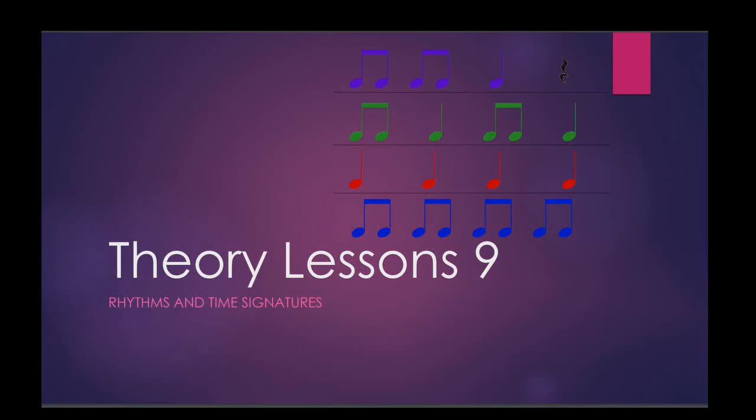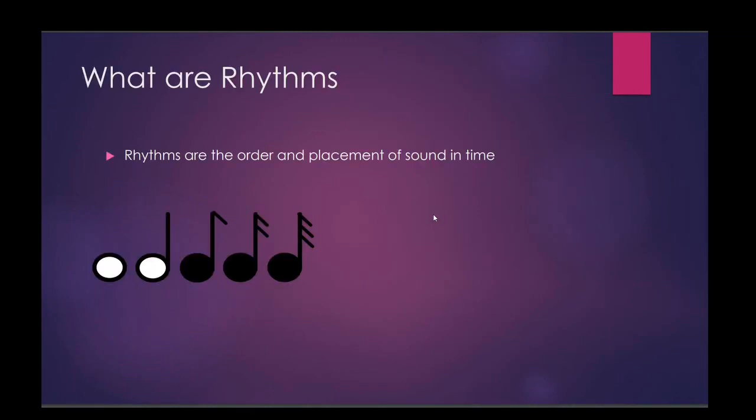Welcome back to theory lesson number 9, where we're going to be taking a break from harmony and analysis, and we're going to be focusing more on the building blocks of music like rhythms and time signatures. What are rhythms? Rhythms are the order and placement of sound in time, whereas melodies or melodic material would be something like an A and a B, and what it sounds like when you hear both an A and a B together.